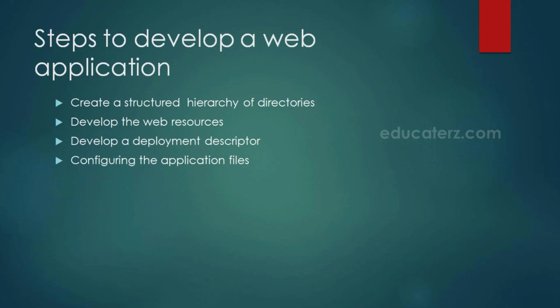We need not know any XML to develop this file. And finally, we have to configure the application files. Configuring the application files means all the HTML files, JSP files, and image files are to be kept under the root directory, the Java class files are to be copied into the classes directory, jar files are to be copied into the lib directory, and web.xml is to be copied into the WEB-INF folder.